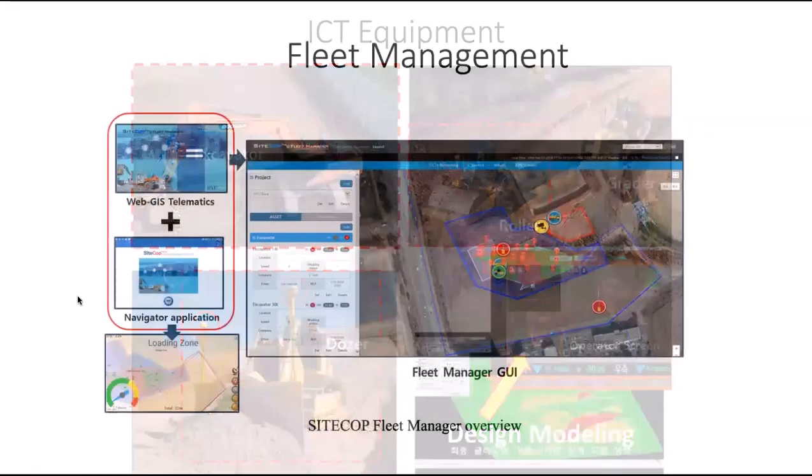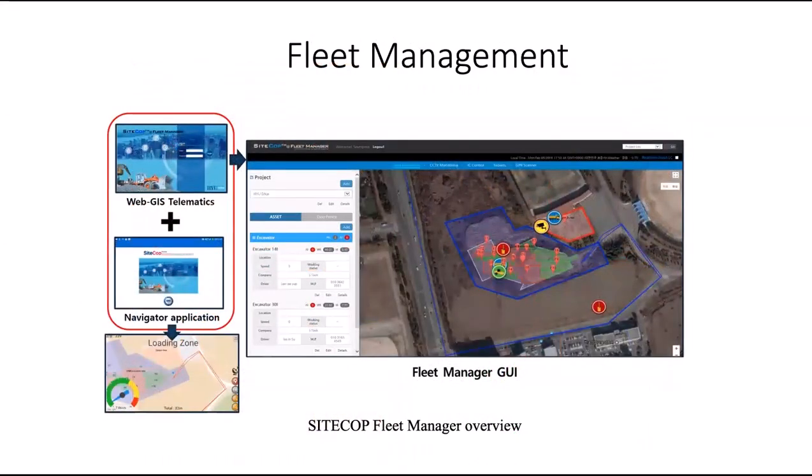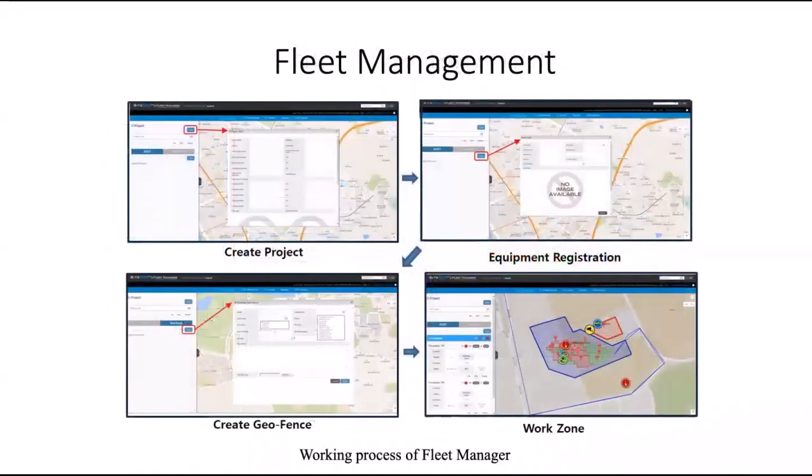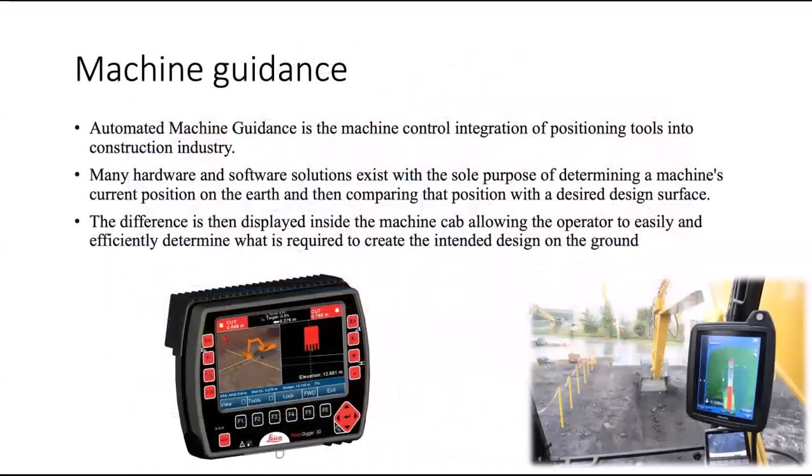Moving ahead. When we talk about machine guidance, basically machine guidance is a machine control integration of positioning. In the construction industry, there are many types of hardware and software solutions which are combined together to provide a current position.